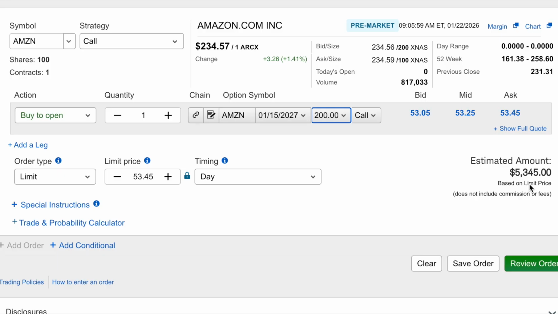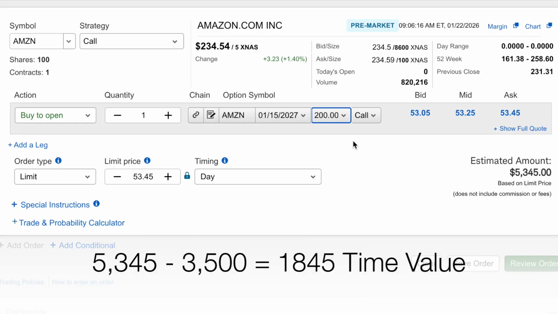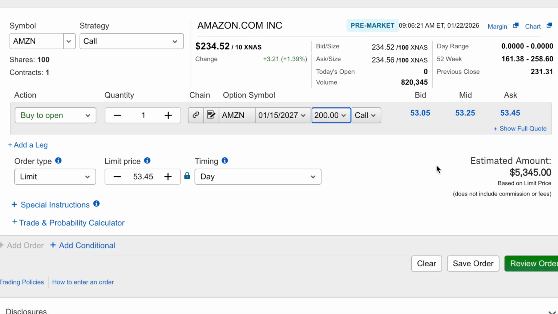So if we would buy this option, we're going to buy the right to lock in the price of Amazon for a year essentially. There's going to be $1,845 of time value tacked on to this value of the option. Now let's imagine that we fast forward now to, again, expiration Friday, January 15th, 2027. And let's imagine that Amazon's trading right at 235.